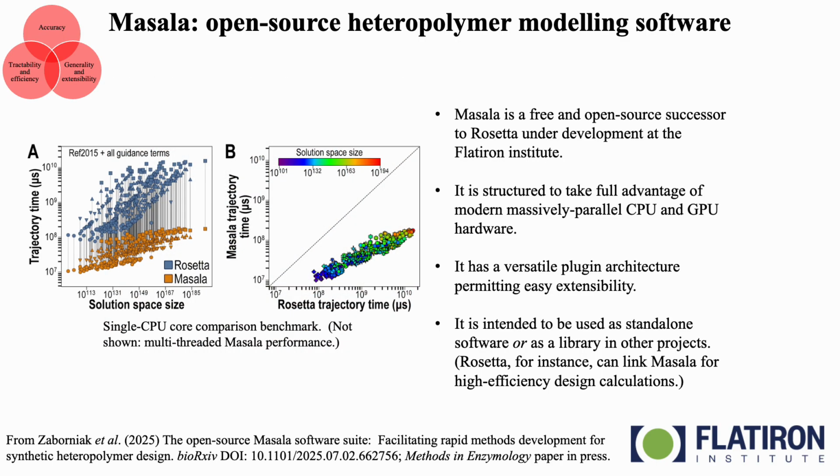One thing that we've done is revisit the sequence design algorithm. We've made it much faster on CPU. Here is a plot of Masala performance versus Rosetta performance for a design task, for a bunch of design tasks. And you can see we can get up to 2 orders of magnitude of speed up just on CPU alone. We also can parallelize this. This is not even parallelized.